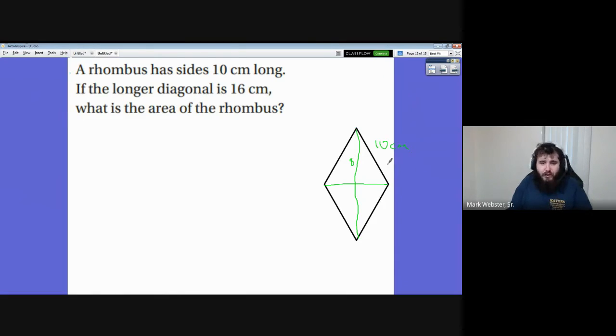Well, again, Pythagorean theorem, if we want to figure out this piece so that we can use all our diagonals, we know that x squared plus 64 equals 100. Subtract over. We got x equals 6 here. So that's a 6, that's a 6, this is an 8, this is an 8. So our diagonals are 16 and 12, right?